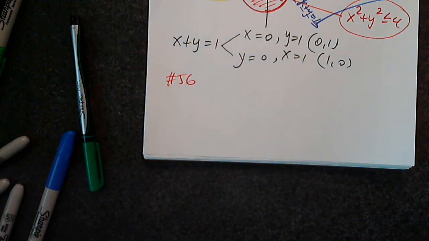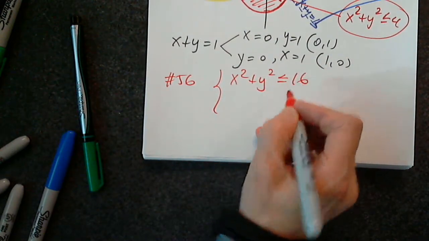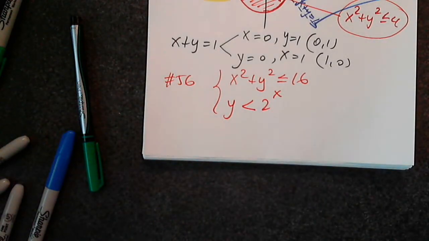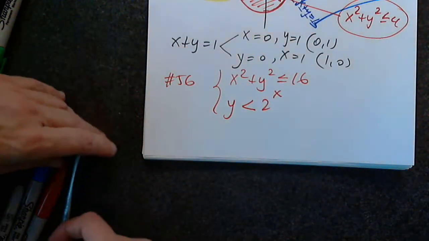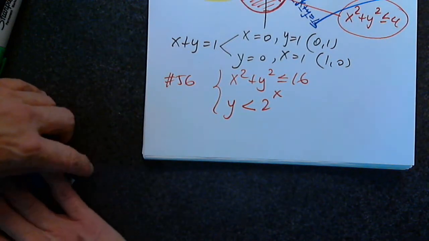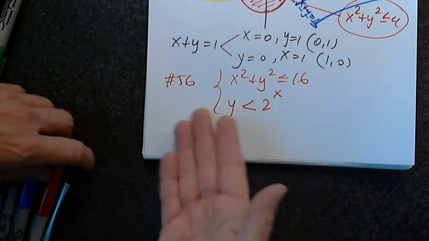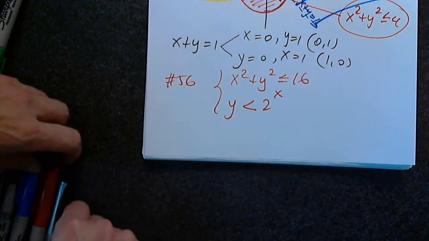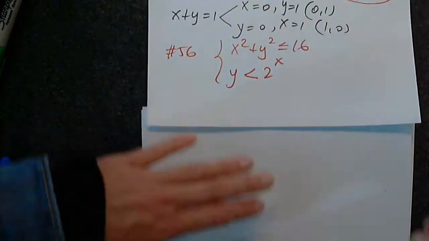Same page. X squared plus y squared less than or equal to 16, and y less than 2 to the x. Is this a linear system? This is not a line, and definitely this is not a line. So this is not a linear system of inequalities. We will start with the first inequality.